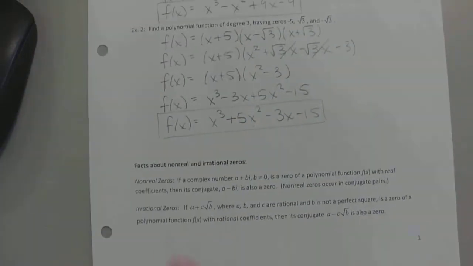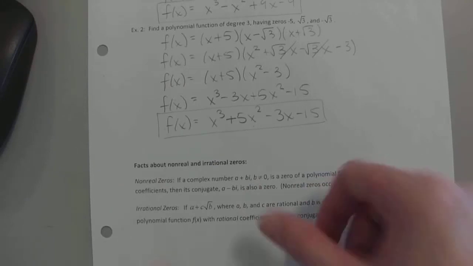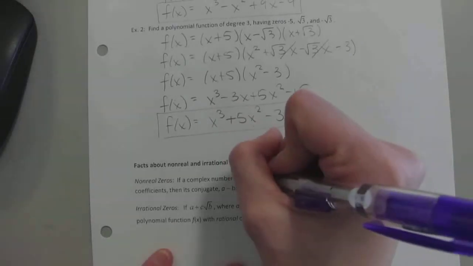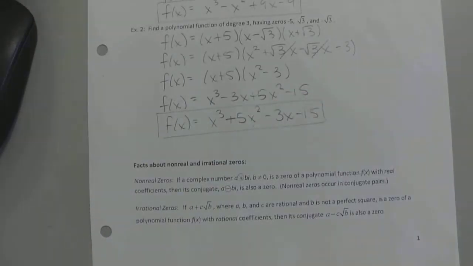And that's all the bottom of this page is saying, guys. Facts about non-real and irrational zeros. It says non-real zeros. If you have a complex number, a plus bi, where b is not 0, because if b was 0, that would just be a normal number, okay? If a plus bi is a zero, then its conjugate, a minus bi, is a zero. Okay, so keep that in mind. So if they say, hey, I know 2 plus 3i is a zero, you can turn around and be a smart aleck and say, well, I know 2 minus 3i is a zero then, okay? So remember, we're just going to change the sign of that back number.